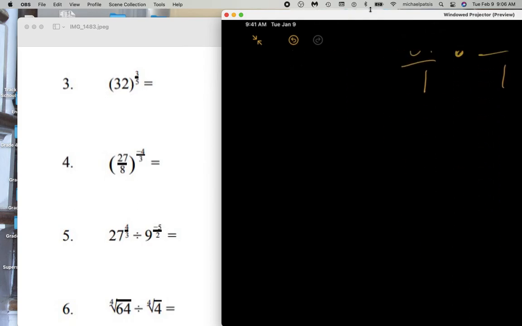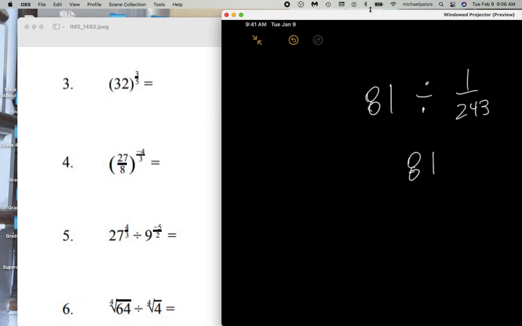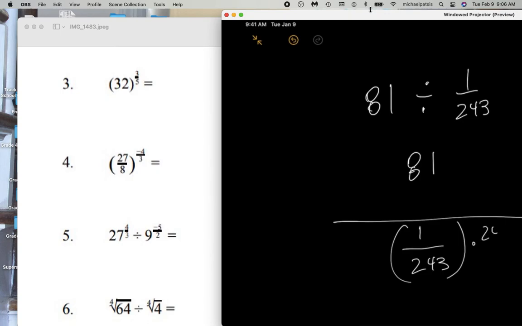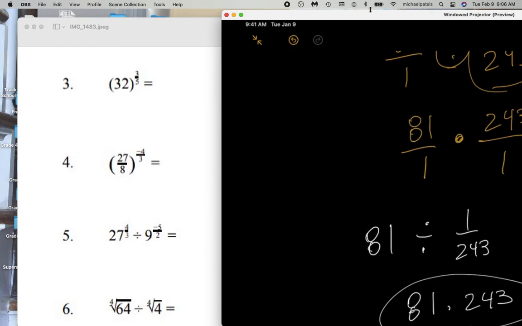Now, is there another way to do this? 81 divided by 1 over 243. Well, you'd have 81 as a big fraction over 1 over 243. You can multiply the bottom by 243 and the top by 243. And you get the same answer. 81 times 243 gets you that.